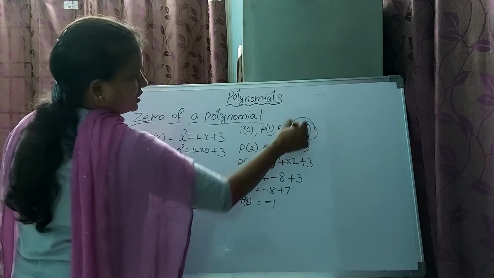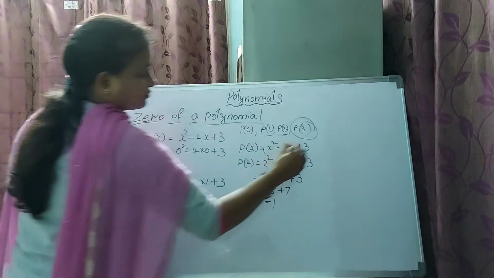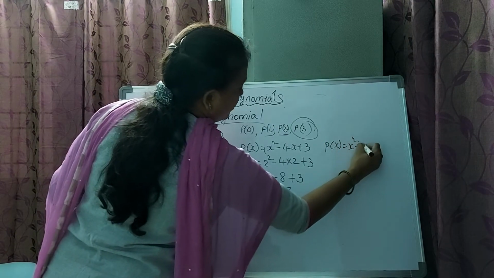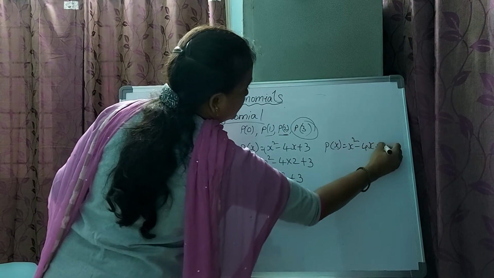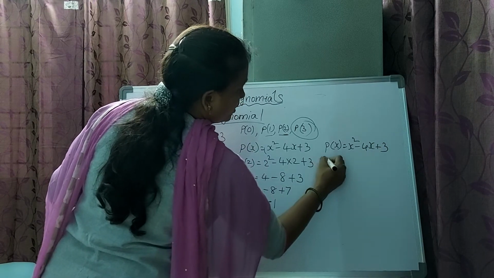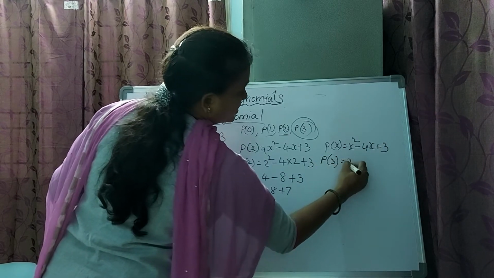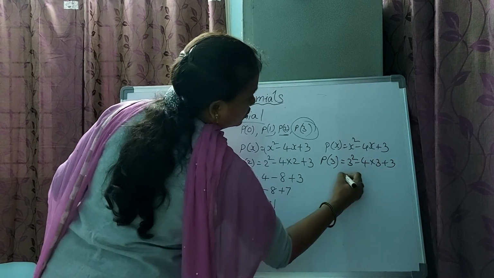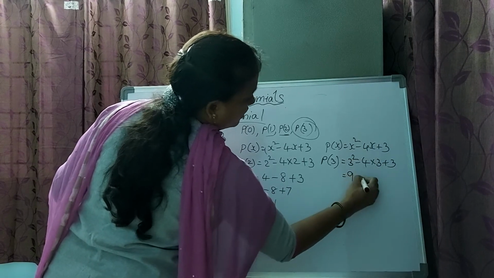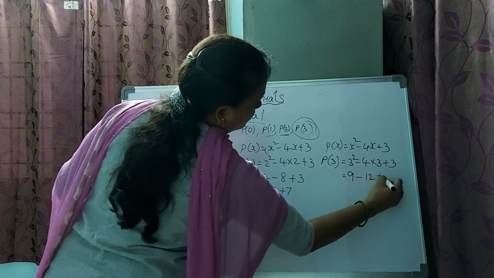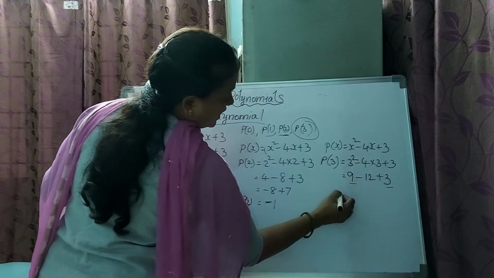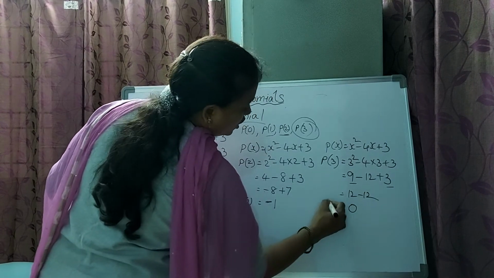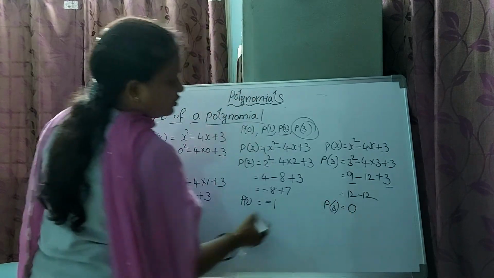Next, the last one. P of 3. P of x is equal to x square minus 4x plus 3. P of 3 is 3 square minus 4 into 3 plus 3. So 9, minus 4 threes are 12, plus 3. Plus 3 plus 9 is 12, minus 12, that is equal to 0. So P of 3 is equal to 0.